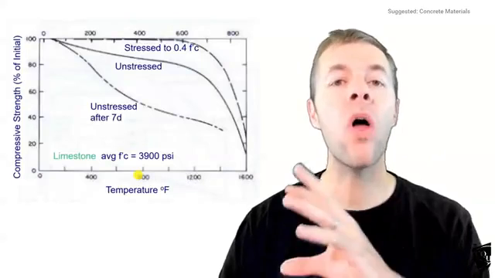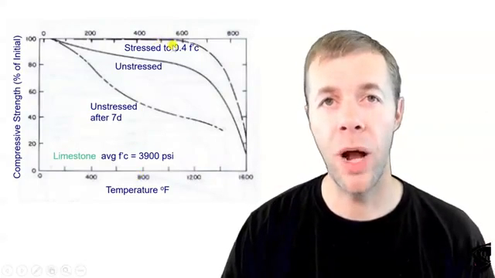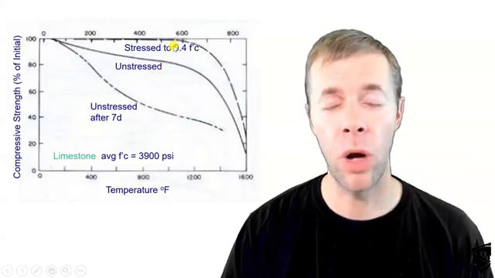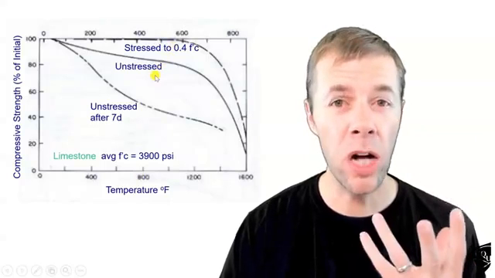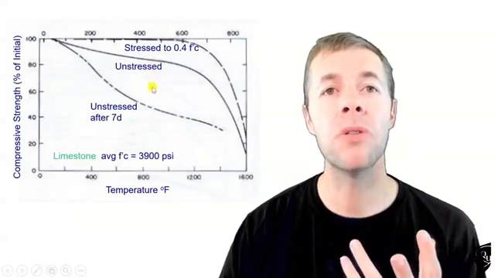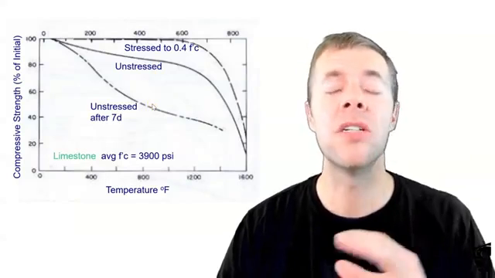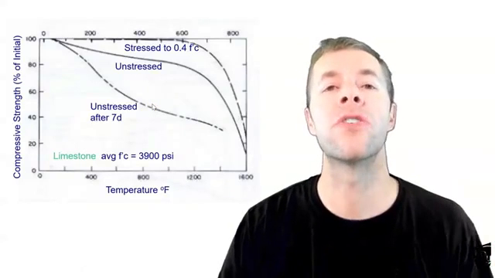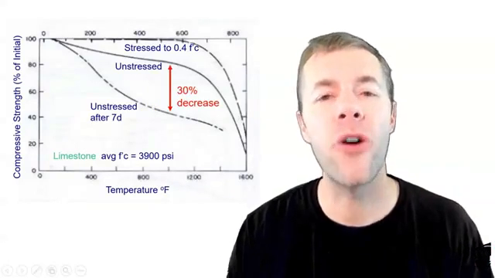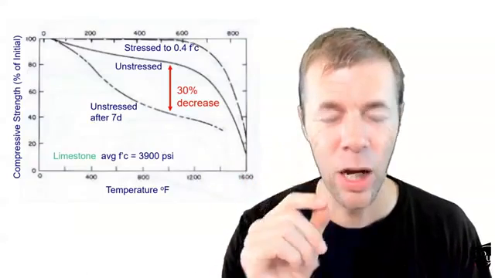Let's show this in a different way. I'm plotting all in the same graph. This is all for limestone aggregate. Here's the material that was stressed, but tested while it's hot. Here's the material that was unstressed, but tested while it's hot. And here's the same material, but it was allowed to cool for 7 days. Not cooled quickly, just air cooled for 7 days. We see a 30% decrease in the capacity.